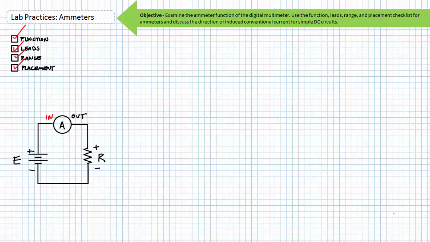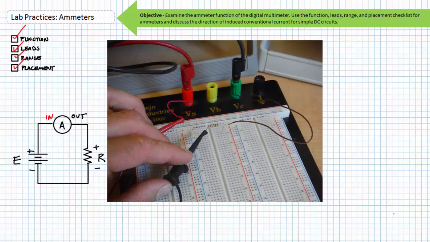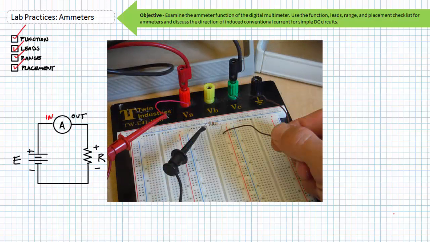Now build the circuit to correctly incorporate the ammeter. Out of the power supply into our ammeter indoor, out of the ammeter outdoor into the resistor, out of our resistor and back to the negative lead of our voltage source.